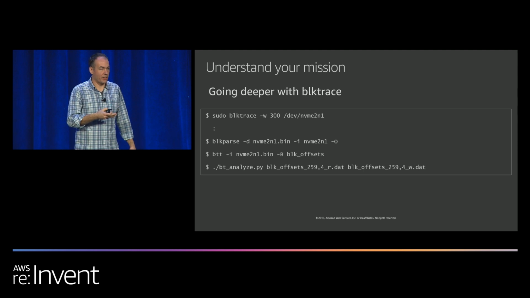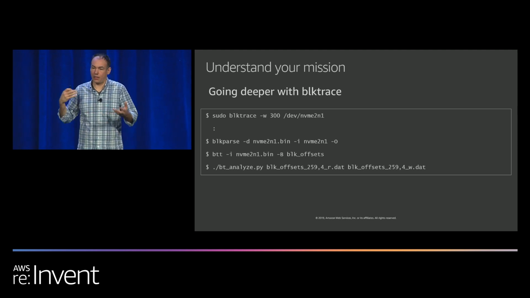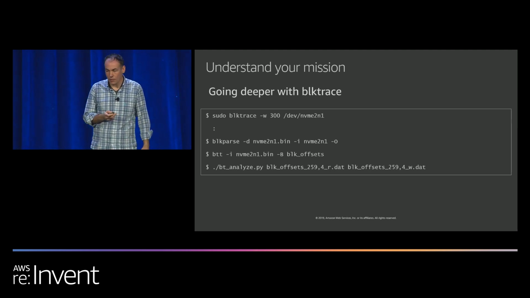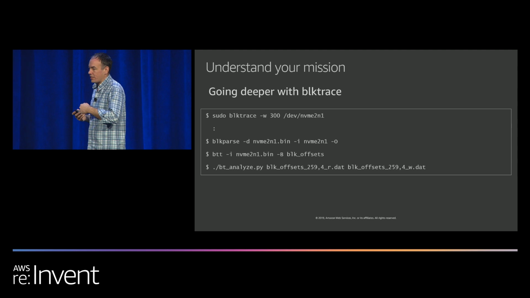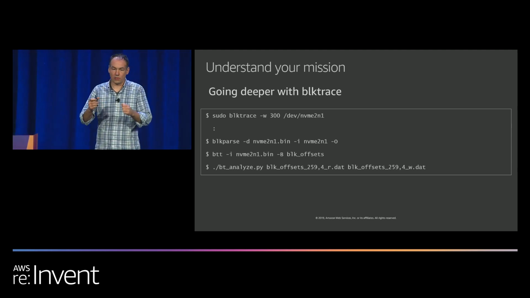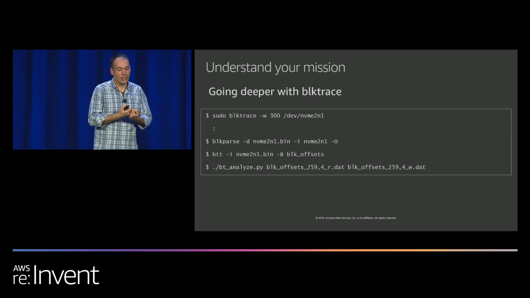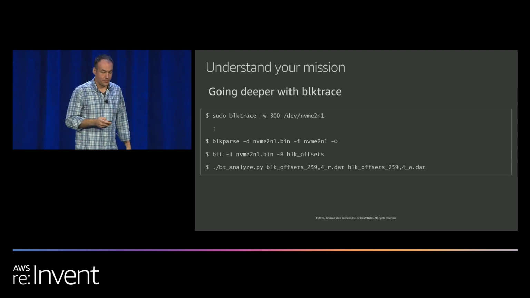blkparse will take these binary dumps and parse them into a human-readable format and output them in a format that's more easily consumable. The btt program that you see here is also a standard Linux utility, and it allows me to extract some interesting parts of that data. And for this use case, I just wanted to know the offsets and the sizes. So I had it write out the block offsets file.